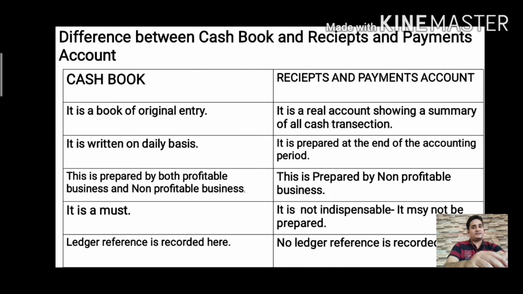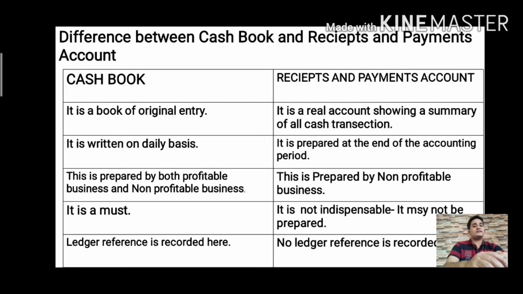Cash book is a must. Whether profitable or non-profit organization, you have to prepare the cash book. But the receipts and payments account is not mandatory. If you prepare it, fine; if you do not prepare it, it's okay. But the cash book is mandatory.